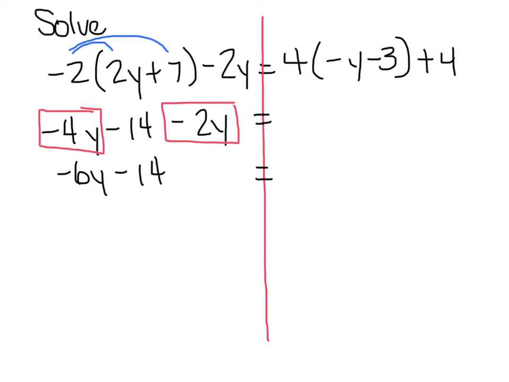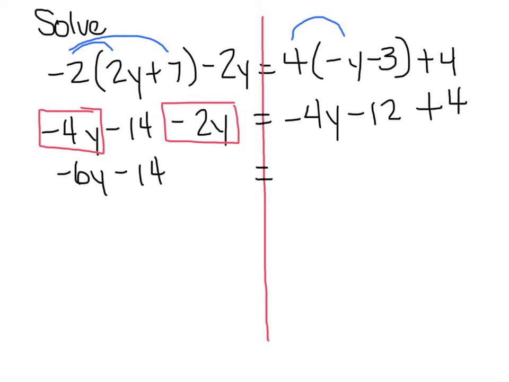Okay, so I'm going to go back to my good buddy distributive property. I'm going to say 4 times negative y would be negative 4y. Then I've got 4 times negative 3. That would be negative 12. Then don't lose that plus 4 there at the end.